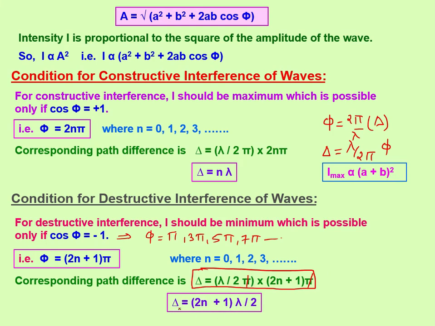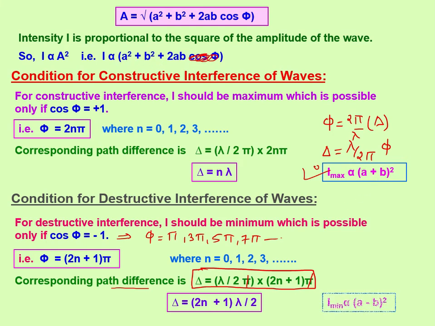Okay, so this is the path difference measured in meters, or phase difference measured in radians, for destructive interference. Now, this particular equation shows the maximum intensity. Intensity is maximum when cos is 1. If this term is 1, then we get a square plus b square plus 2ab, that is equal to a plus b whole square.